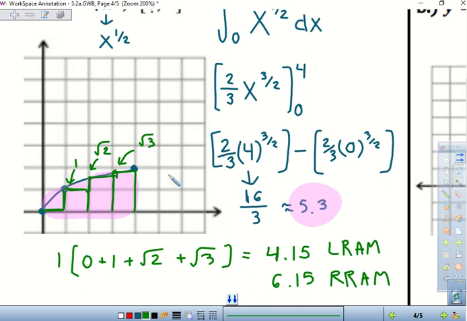If we did, for example, trapezoidal, I'll just talk about what would happen. This function, would you say it's concave up or concave down? It's concave down. Concave down, it would be an under approximation, but it would be more precise than LRAM. So it would be somewhere between 4.15 and the actual answer. Okay, you see how this is all coming together now, hopefully.